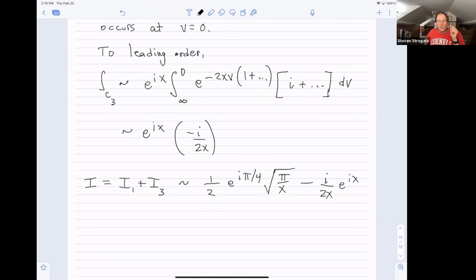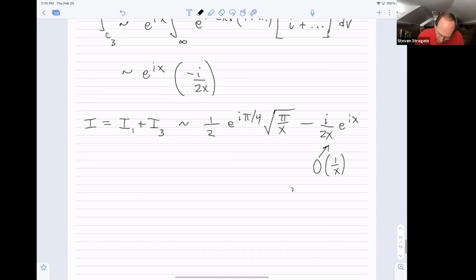Which you'll notice is of order 1 over x. That was the big O 1 over x term that we could not get with stationary phase, but now we have it. And like I say, if we wanted more terms, we could just be more careful about the dots. So it's order 1 over x as expected.